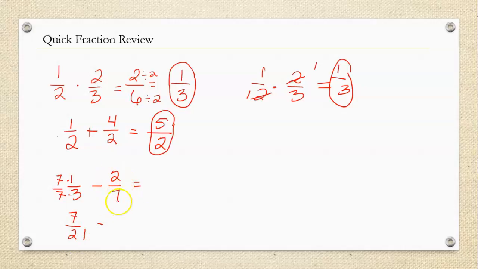So now we need the second fraction to match. We need to have it have the common denominator of 21. So we're going to multiply this side by 3. 2 times 3 is 6, and 7 times 3 is 21. Now that we have our common denominator, we can go ahead and handle the numerators. So 7 minus 6 is 1 over the denominator.